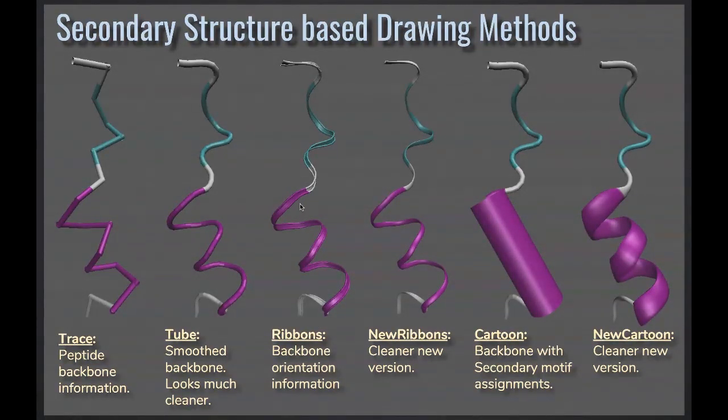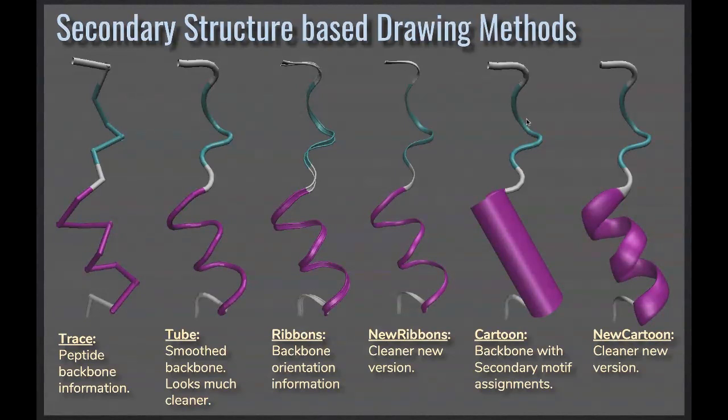So in this case, it is similar to tube representation, but it also has information about orientation of the side chains in the secondary structure. So you can tell that the normal direction would be the direction of the side chain. The new ribbon is the same thing, it's just a different way to represent this band. And it looks cleaner. So it probably supersedes all the previous methods here. And another one, the cartoon.